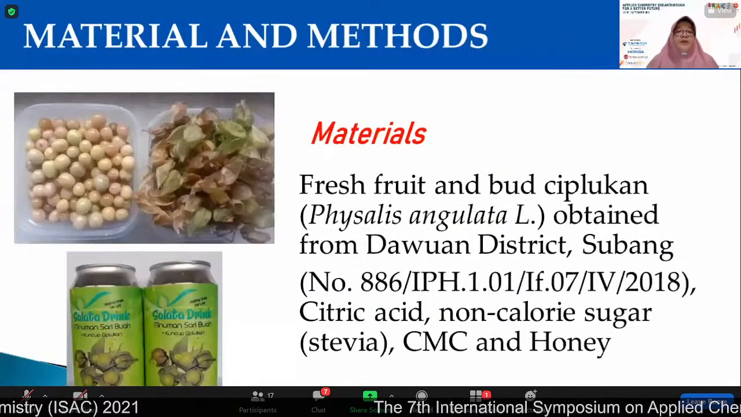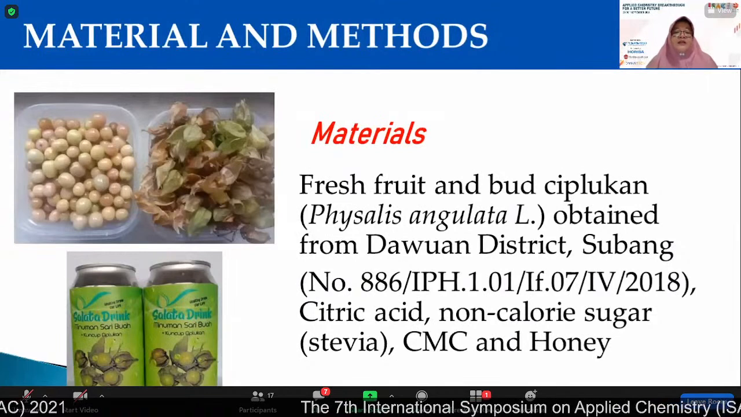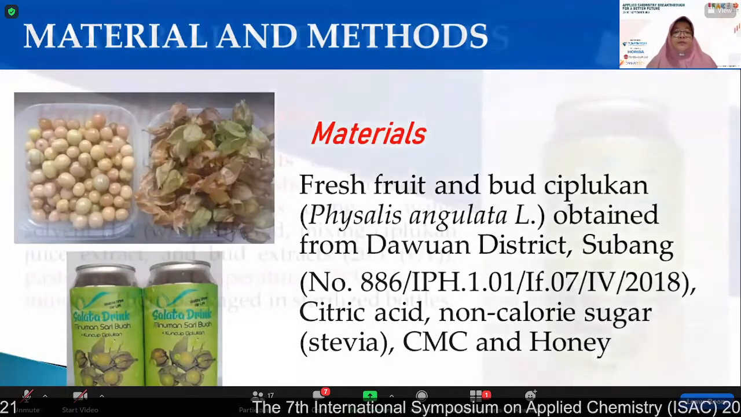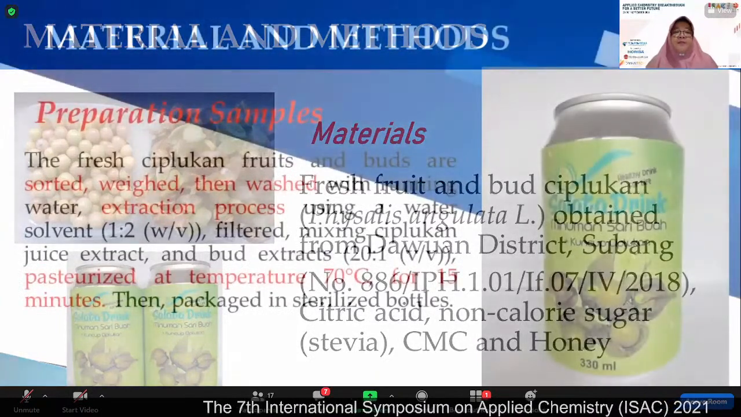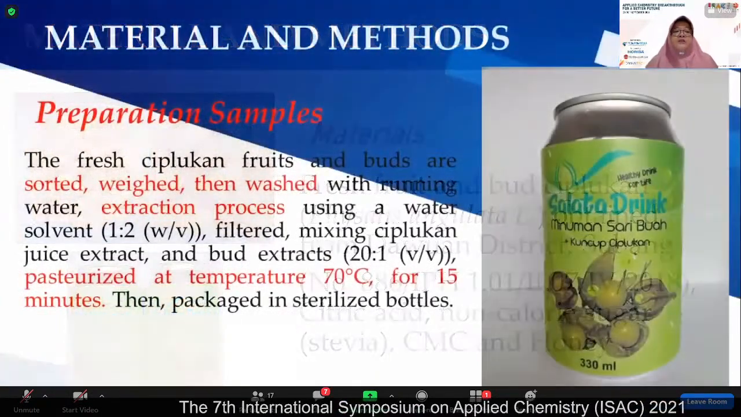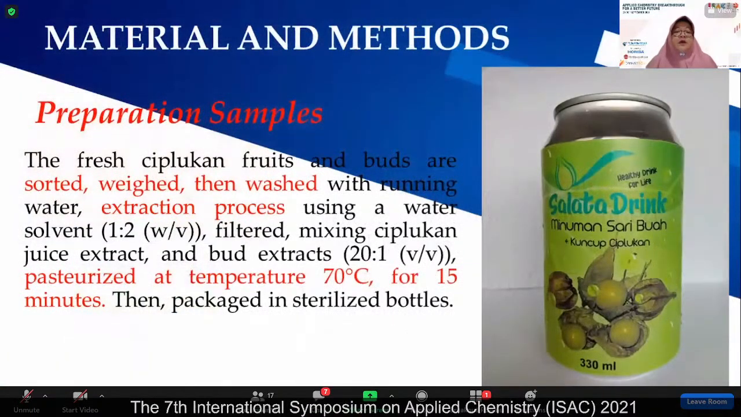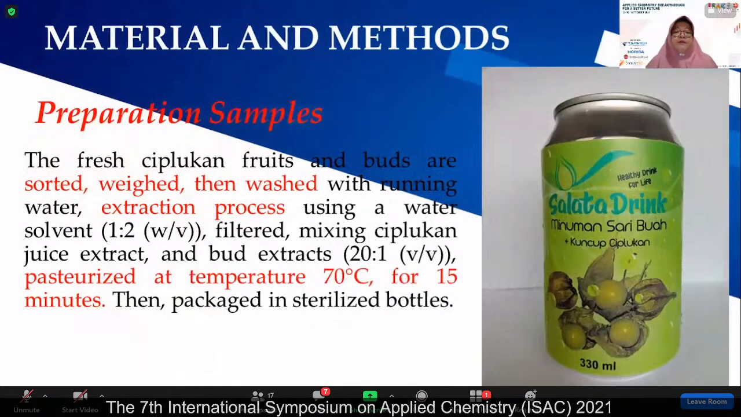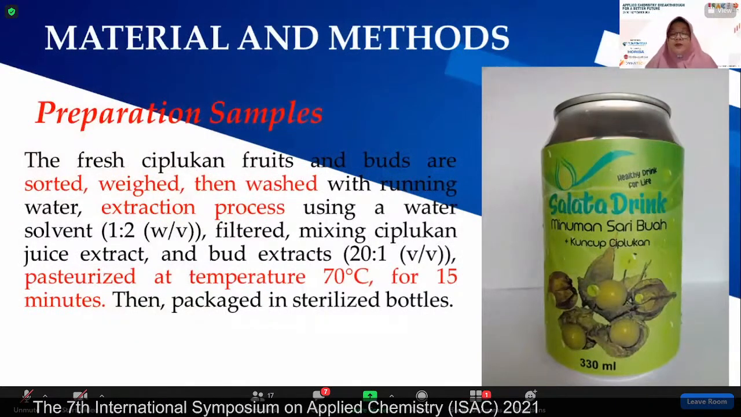Material and method. Fresh fruit and wood of ciplukan were obtained from Dawan District, Subang, along with citric acid, non-caloric sugar, CMC, and honey. Sample preparation: the pressed ciplukan fruit and wood were stored, then washed with running water. For the extraction process, the juice was pasteurized at a temperature of 70 degrees Celsius for 15 minutes, then packaged in sterile bottles.